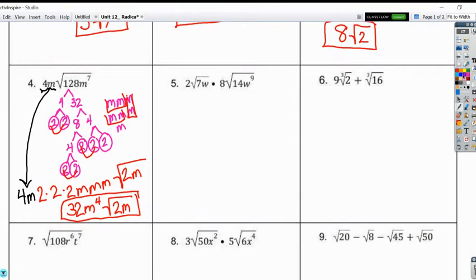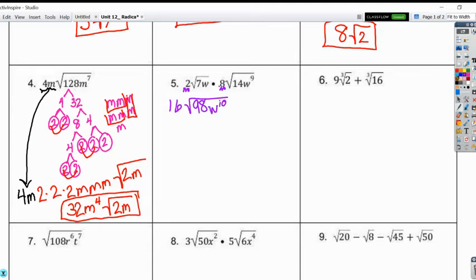So as I look at this, number 5, values that are outside of the radicals can multiply with other values outside. So 2 times 8 would make a 16. And then values in the radical can multiply with other values in the radical. So I'm looking at a 7 times a 14 there. That's going to put me with a square root of 98. And my w times w to the 9, of course we know when we multiply those bases, we're going to add the exponents, and so I'm thinking about w to the 10 for that.